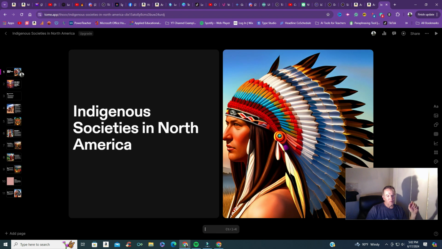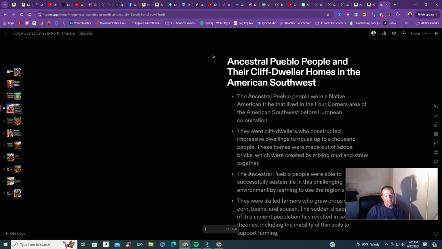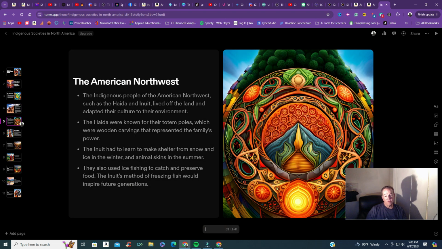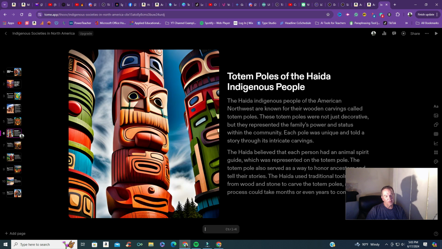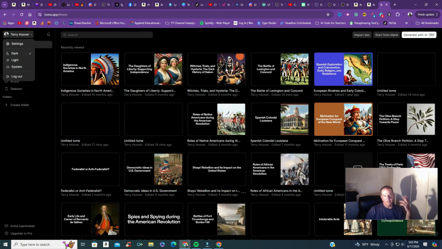Indigenous societies in North America. Beautiful colored pictures. Some of the things it generates are just really neat. Now this Pueblo thing, they generated some really weird looking things. That's weird. So, again, going back in, now this was cool. I really like that. I don't really know what it is. It's kind of a symbol for the American Northwest. But I thought it was cool looking, so I kept it. Totem poles of the indigenous people.